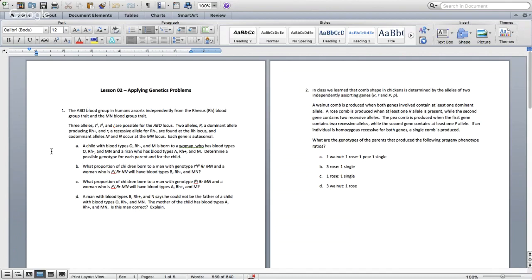For D, both of the parents were homozygous dominant for R. One of the parents was heterozygous for P, and the other parent was homozygous recessive for P.